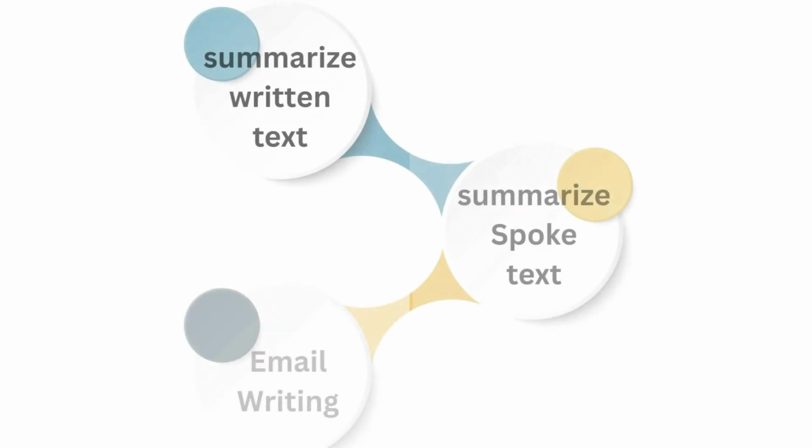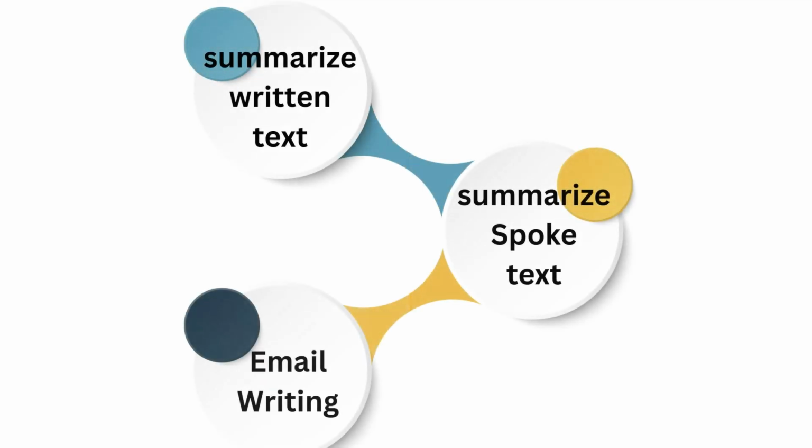Because the algorithm is best at assessing and analyzing your response, we're going to focus on 3 primary areas: summarize a written text, summarize a spoken text, and the email writing, which only has a 100-word limit, which means you need to be very concise when writing it.